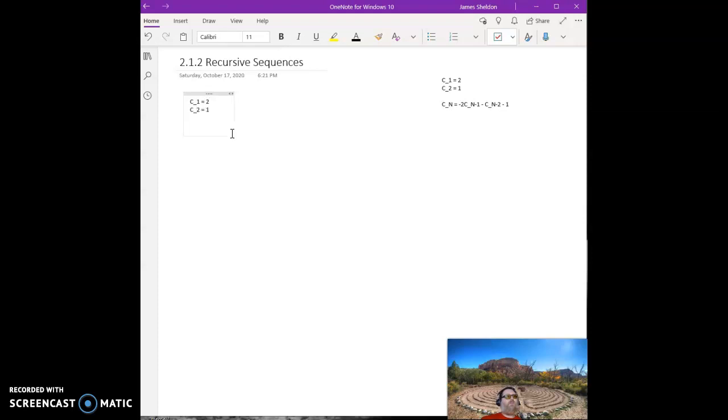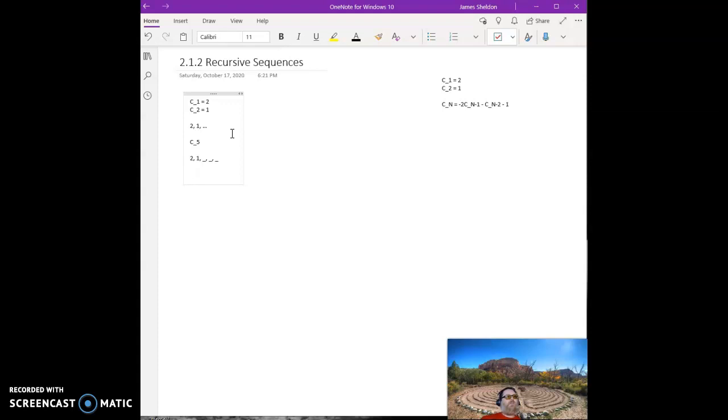Now what that means is basically we have a sequence that goes 2, 1, something. And we're looking here for C sub 5, meaning we'd want 2, 1, something, something, something. So we're looking for the fifth term of the sequence.